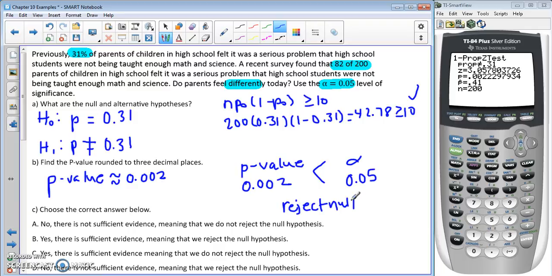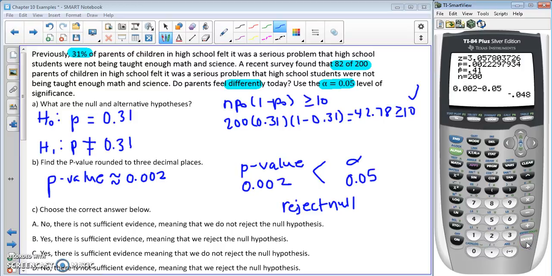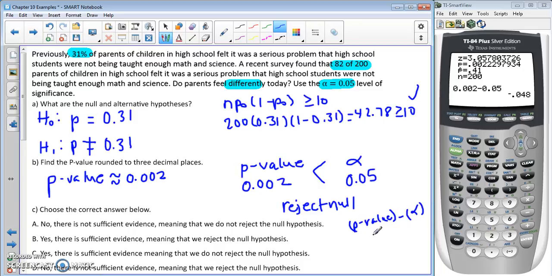And here, if you're having a hard time determining if the p-value is less than alpha, subtract, right? So do p-value minus alpha. If you get a negative value, that means that your p-value is less than alpha. If you get a positive value, your p-value is greater than alpha. So if you do p-value minus alpha, and you get a negative, then your p-value is less than alpha. Right?